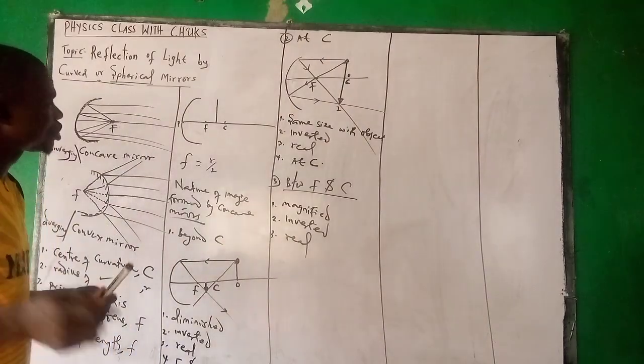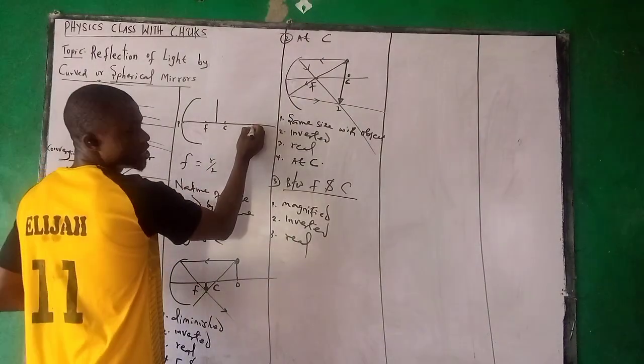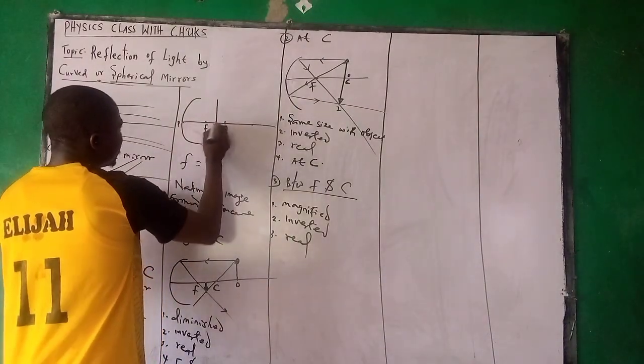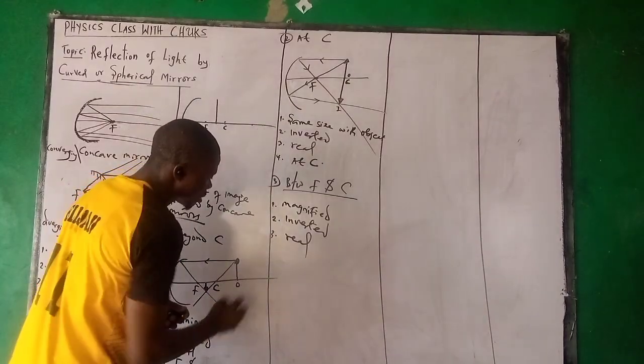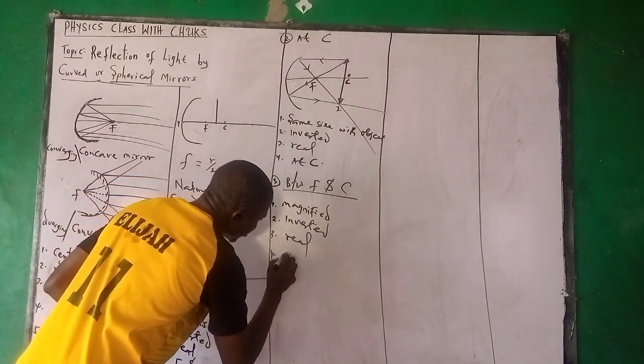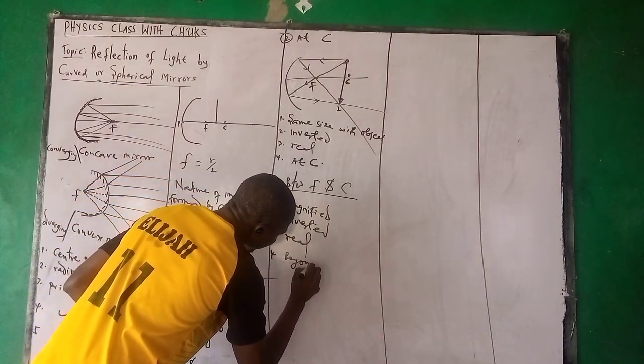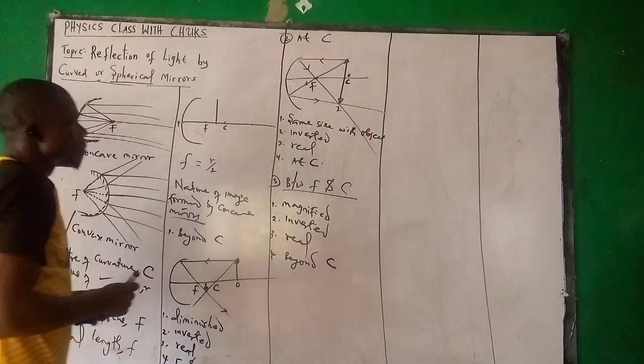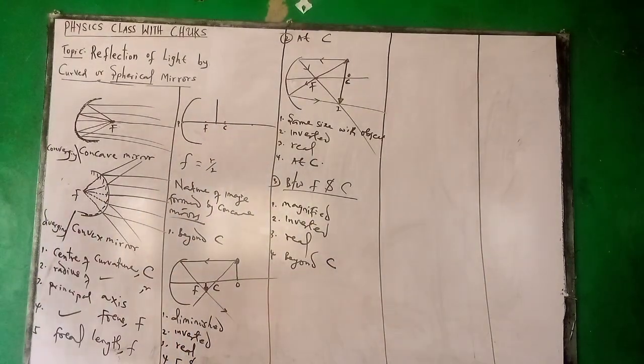Now, where will you see the image? The image will come this side. If the object is here, the image will shift to this side. So it is found where? Beyond C, a distance beyond C.